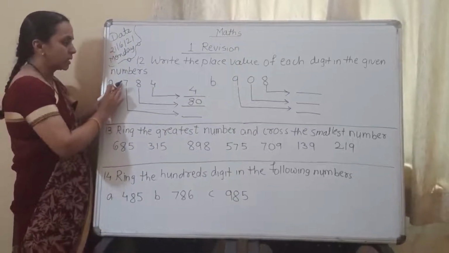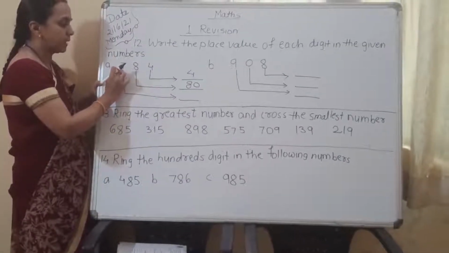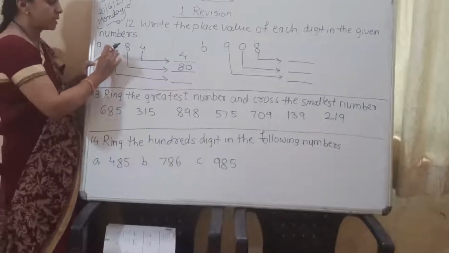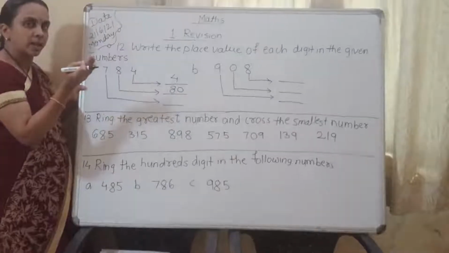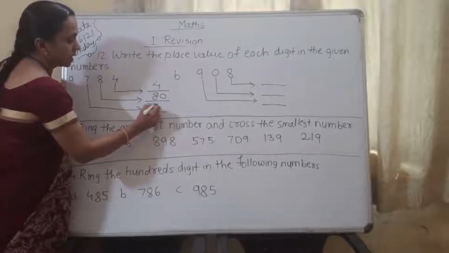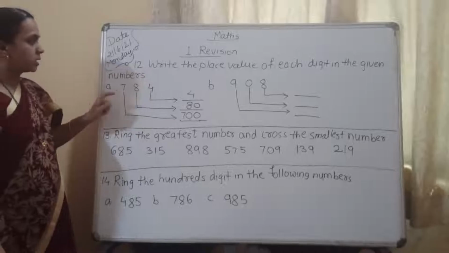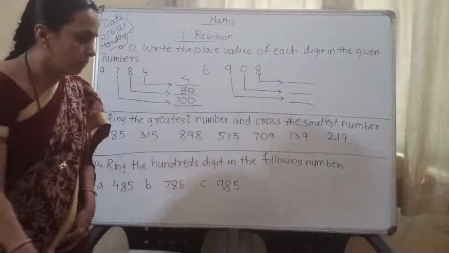Now see 7. Ones, tens, 100. So 7 is at hundreds place. 7 multiplied by 100 equal to 700. So we have to write down here 700. So in this way we have to solve this example. Now see B question.